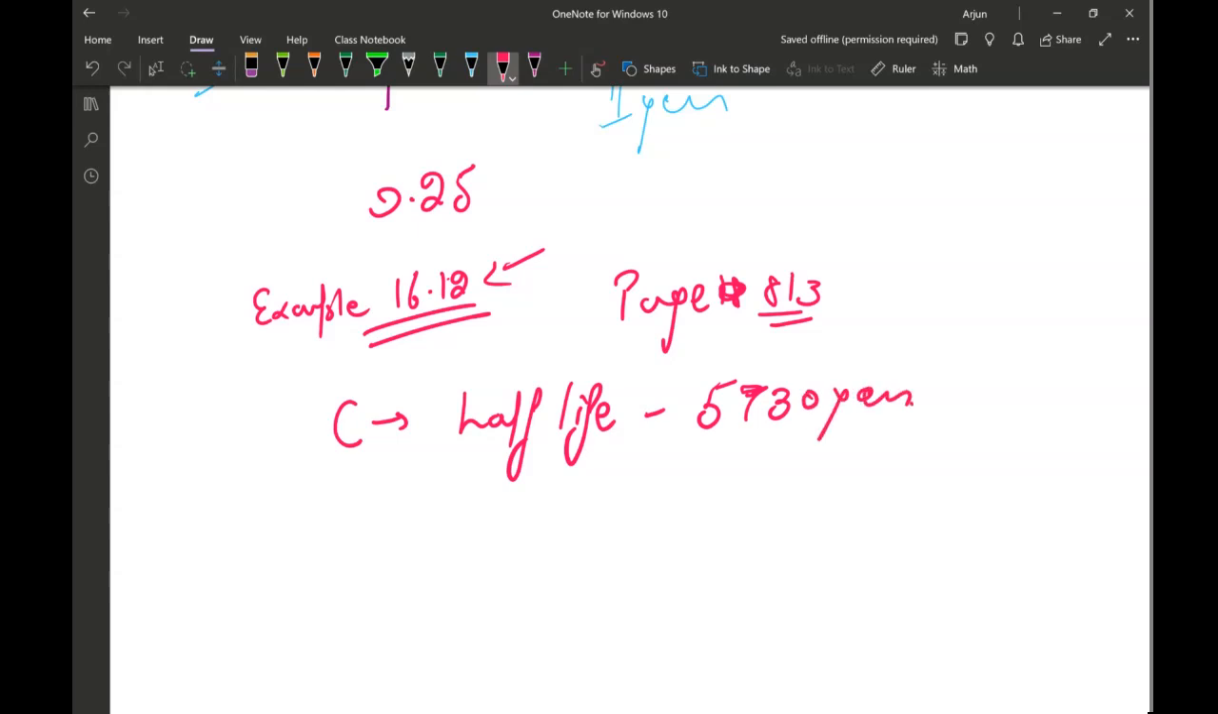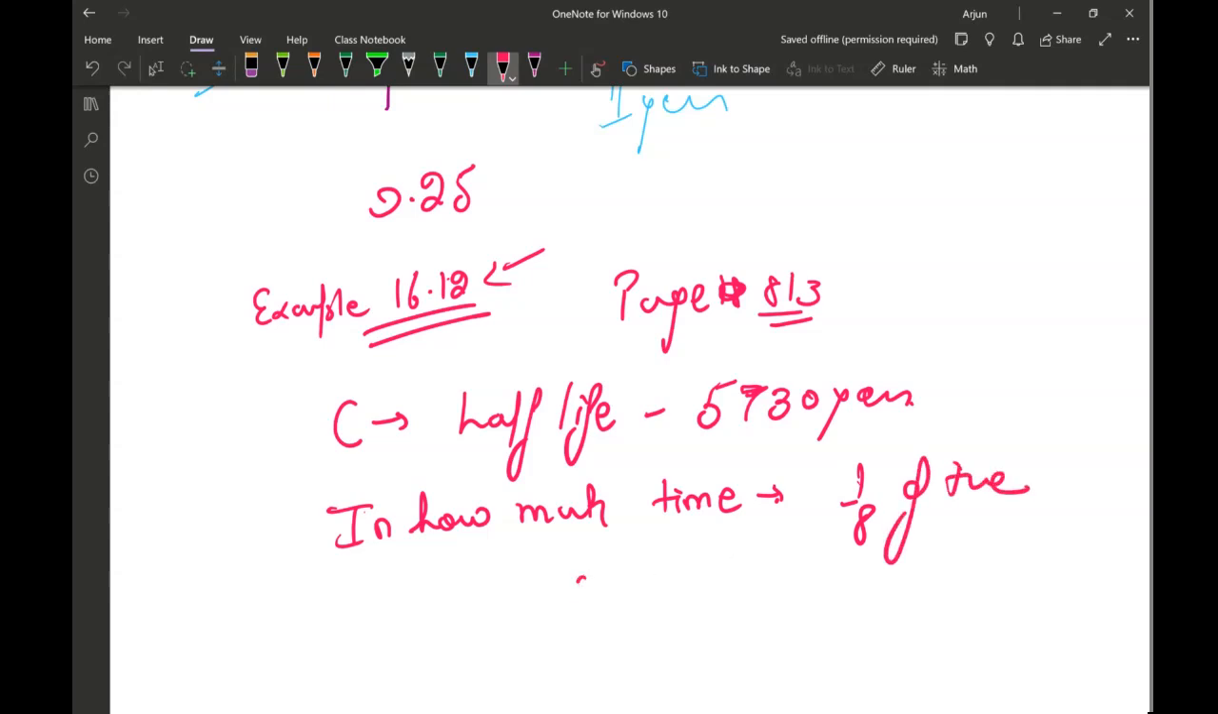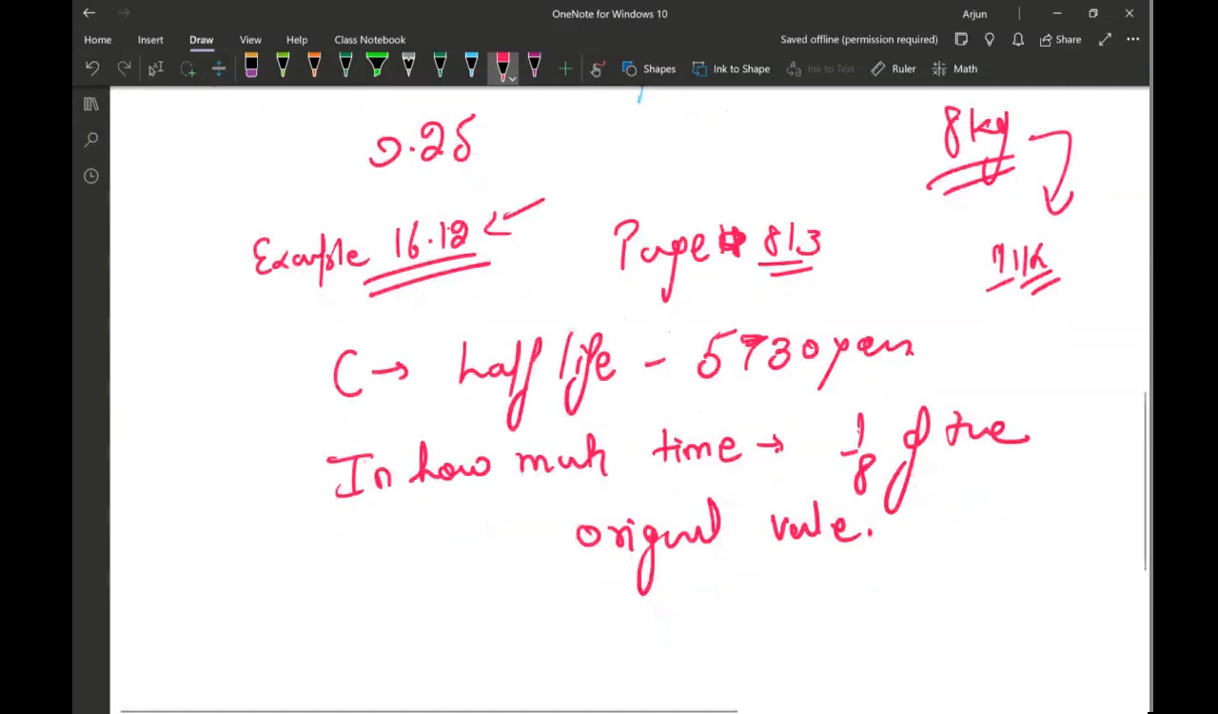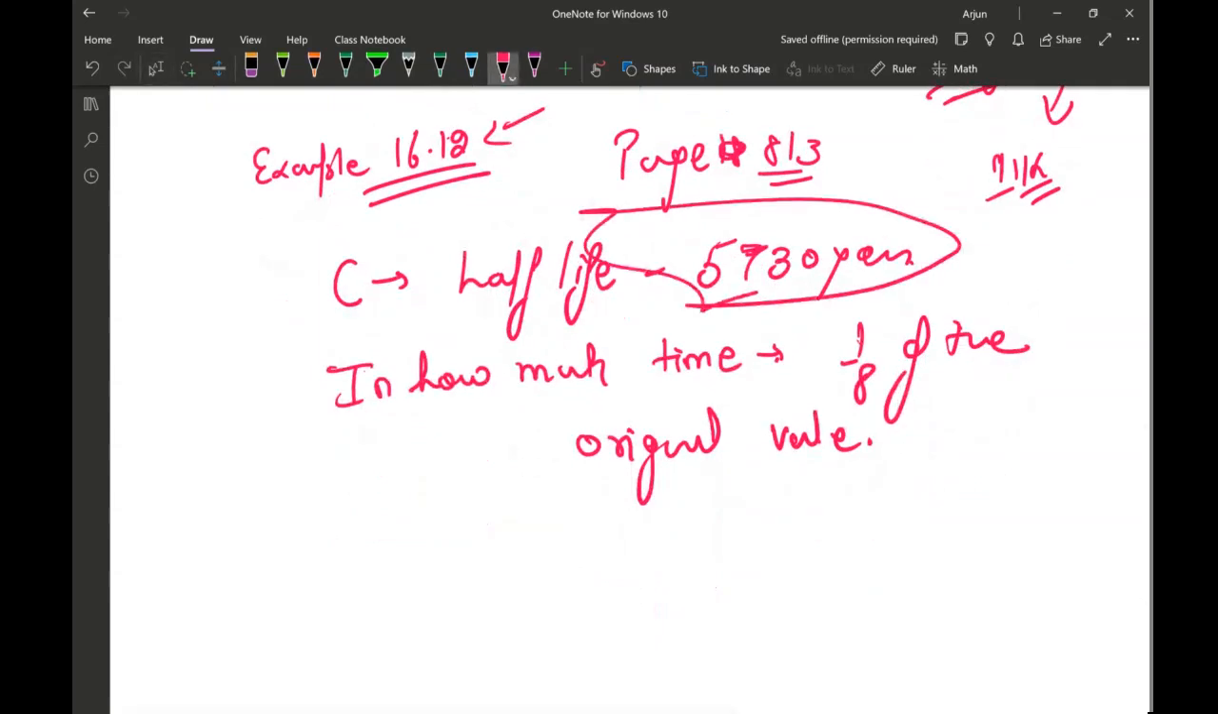5730 years. And how long will it take for the quantity of the carbon-14 in a sample to drop to 1/8 of the initial quantity? So in how much time the leftover substance will be 1/8 of the original value? So in simple words, if 8 kg was the mass, in how many years the leftover will be 1 kg? That's what the question is, if the half-life is this many years.